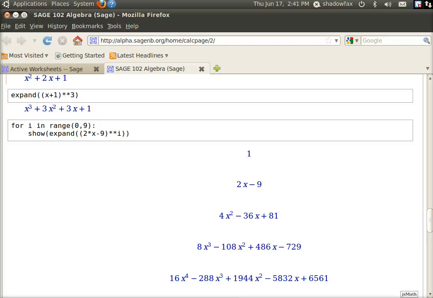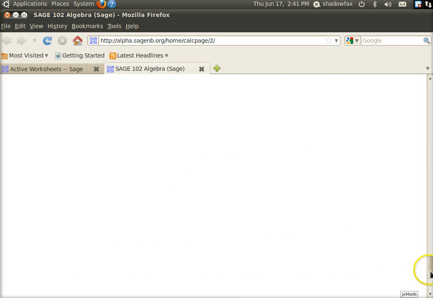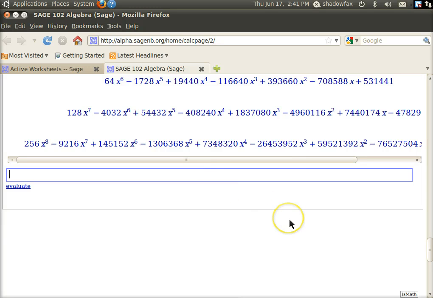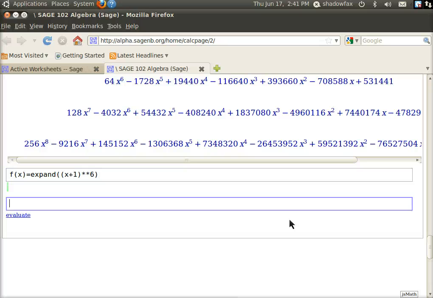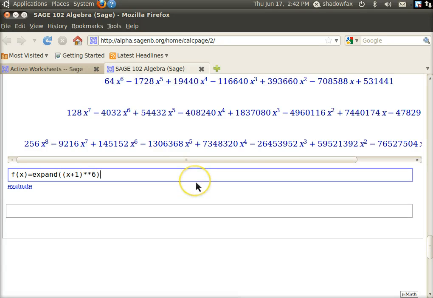You can also do, let's see, what didn't I do? You could also do function notation like in calculus and pre-calculus. You can do a little calculus. Look, what if I said f of x itself is defined as the expand of quantity x plus 1 to the 6th, and now if you just do that, it defines f of x, but it doesn't show it, so I have to do this to show it.